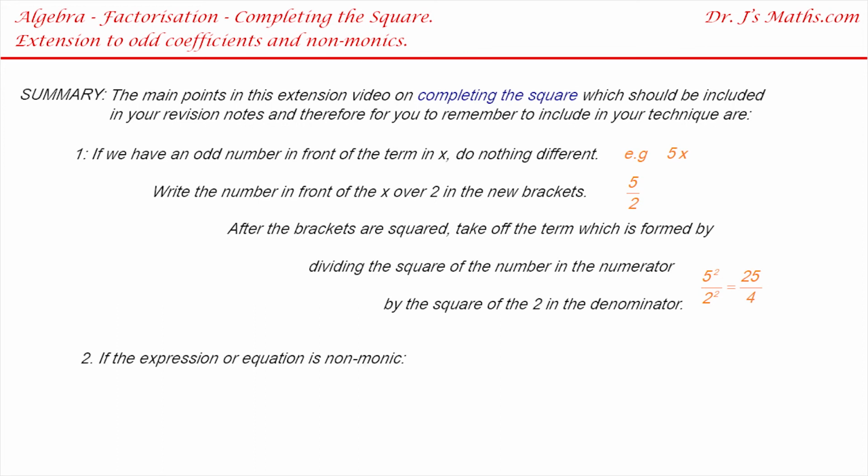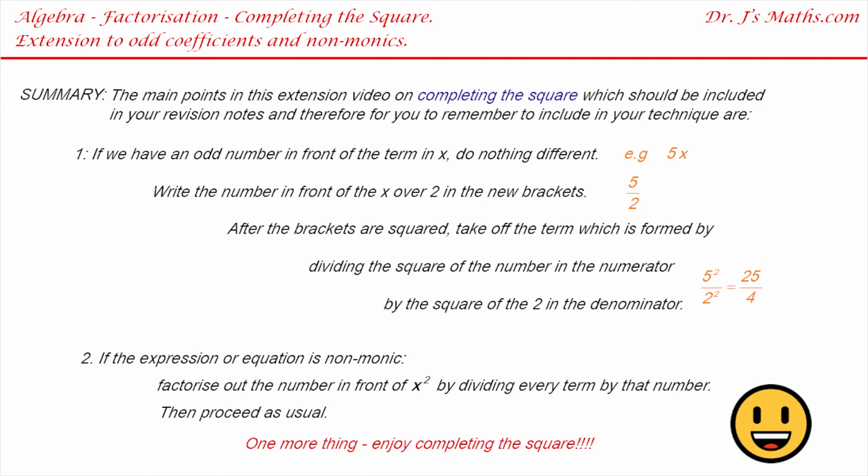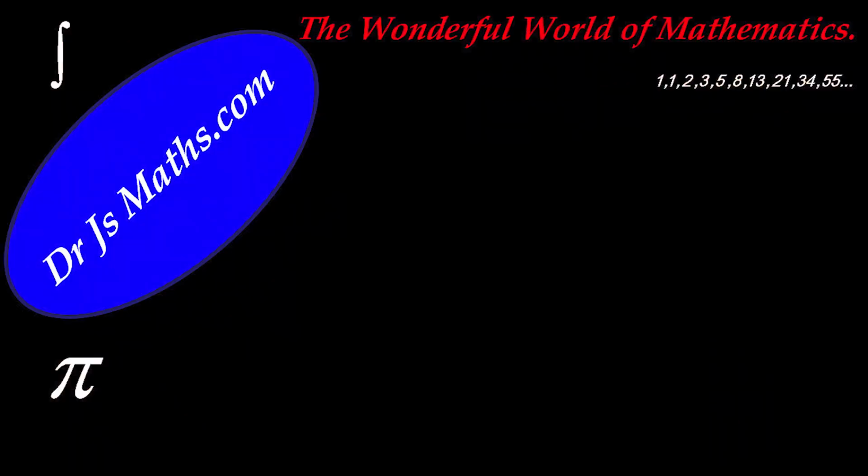Second, if the expression is a non-monic, then just factorise out the number in front of the x squared by dividing every term in the original equation or expression by that number. Then we proceed as usual. And there's just one more thing that we need to be able to remember in terms of completing the square, and that is enjoy it. You should now have the techniques to be able to complete the square in any of the contexts that you're going to come up against.